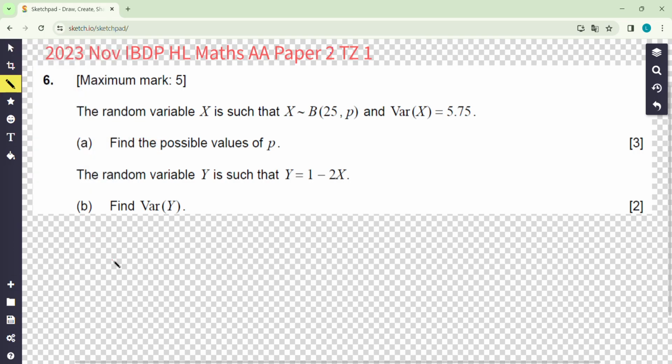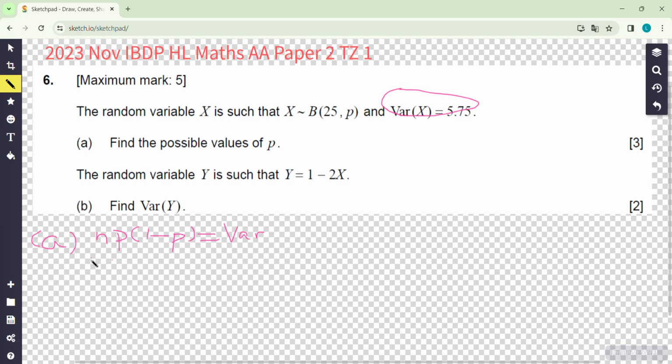Question number 6 is about binomial. First of all, they give you the variance of the binomial distribution. So you remember it is equal to np(1 minus p) equals the variance. So you just substitute the data inside.